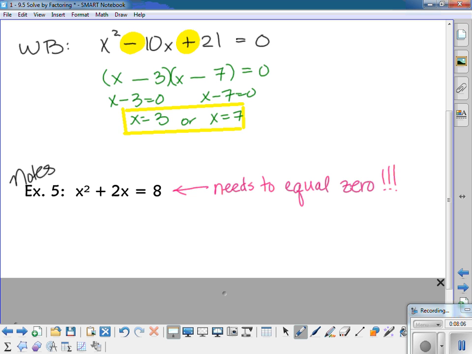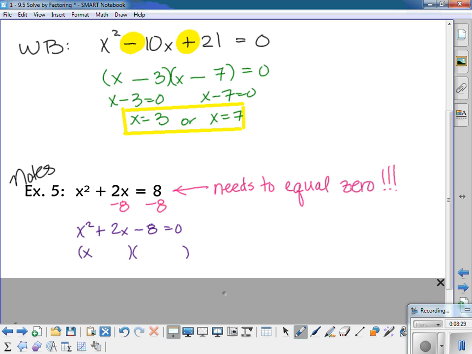So what am I going to do to make it equal 0? Subtract 8 from both sides, yeah. All right, so once I've done that, then I have x squared plus 2x minus 8 is equal to 0. So now I can factor it and then set my factors equal to 0.